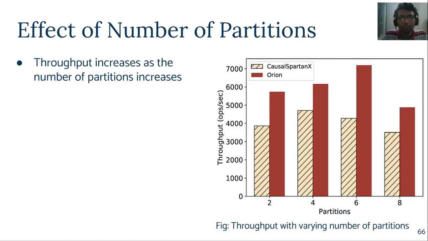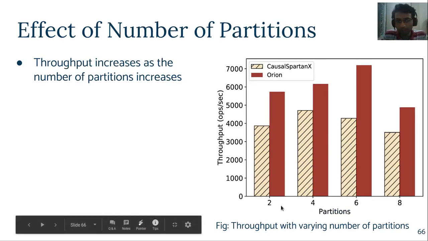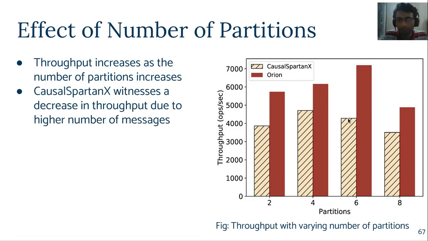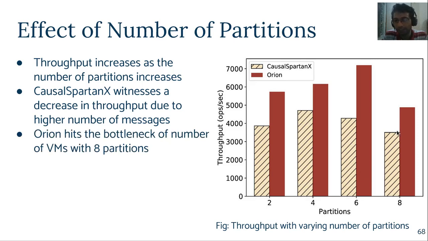So coming to the effect of number of partitions. As we increase the number of partitions, the throughput should increase. But as we can see, in case of CausalSpartanX, even with 6 partitions, the throughput decreased. This could be due to the messaging overhead which CausalSpartanX has. However, in case of 8 partitions, we see both CausalSpartanX and Orion witnessing a decrease in throughput. This is due to the number of VMs which we had in the experiments.